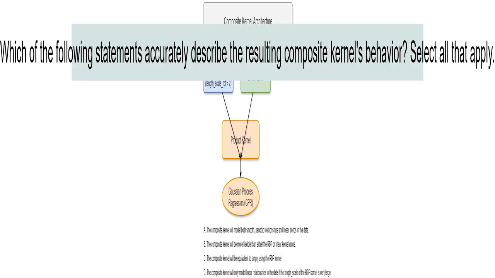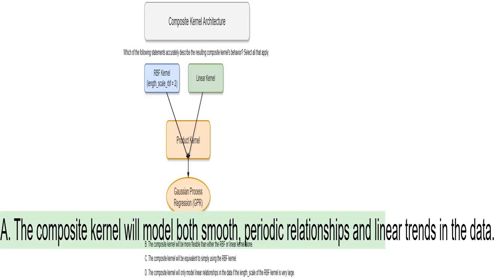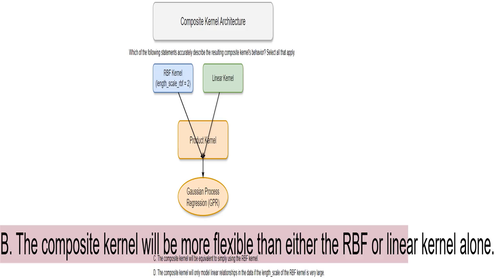The composite kernel will indeed model both smooth relationships from the RBF and linear trends from the linear kernel, but there is no periodicity. Adding the kernels does not automatically produce periodic behavior. This is correct. By combining both kernels, the combined model is more flexible and can capture a wider range of relationships in the data. This is wrong.